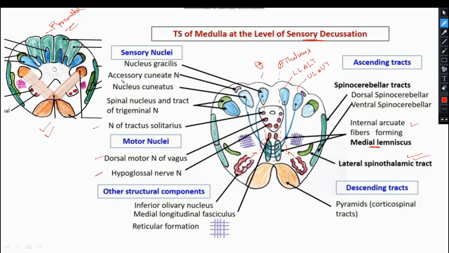So we have talked about all the structures except the accessory cuneate nucleus. This here is the accessory cuneate nucleus. It is present here, directed posterolaterally. The function of this accessory cuneate nucleus I already explained to you in the earlier lecture.